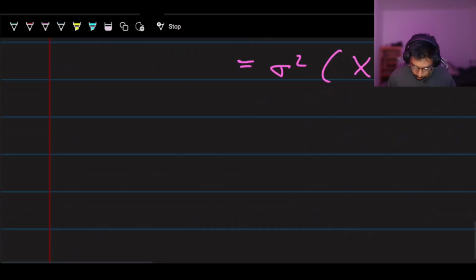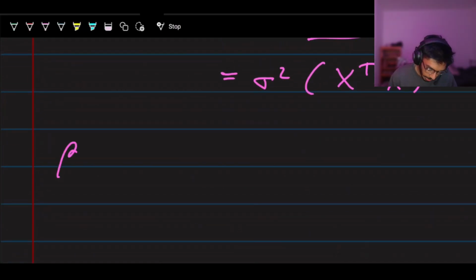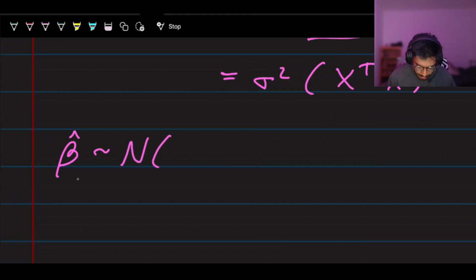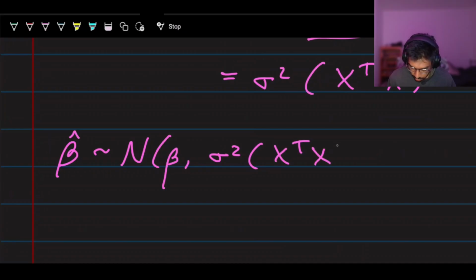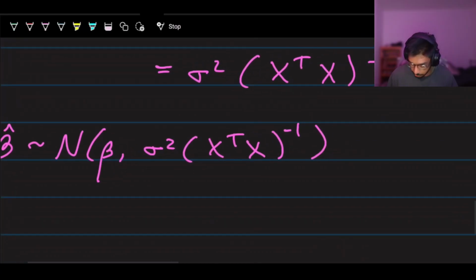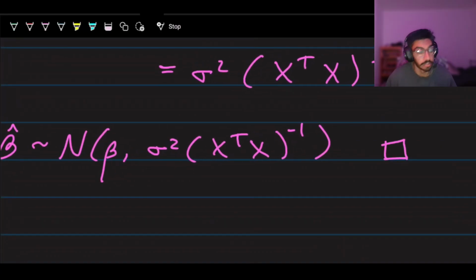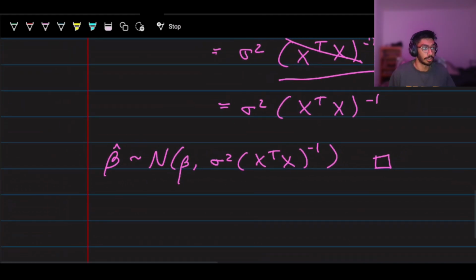So now we've computed the mean and the variance, so we know that our ordinary least squares estimator is normally distributed with mean beta and variance sigma squared times a positive semi-definite matrix of our data. And that just proves both linearity and the distribution of our ordinary least squares estimator.